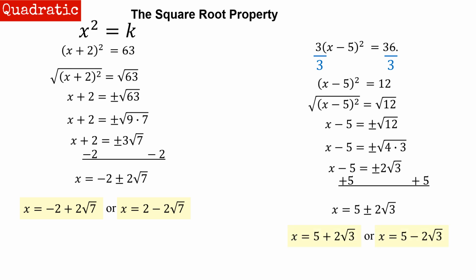But once again, some instructors like you to break it up. And some online programs like you to break them up too. So for this one, x equals 5 plus 2 square root of 3, or x equals 5 minus 2 square root of 3.